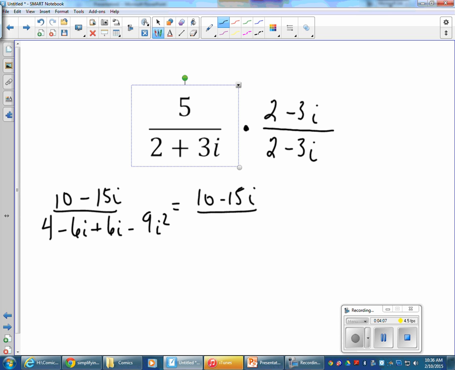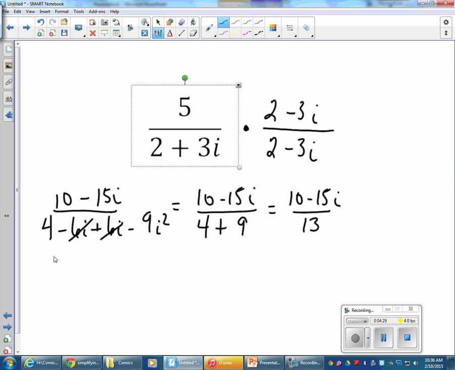On the bottom, these cancel, so I have 4 minus 9i squared. I squared is -1, so minus 9i squared would end up being plus 9, because minus 9 times -1 is plus 9. So my answer to this problem would be 10 minus 15i over 13.